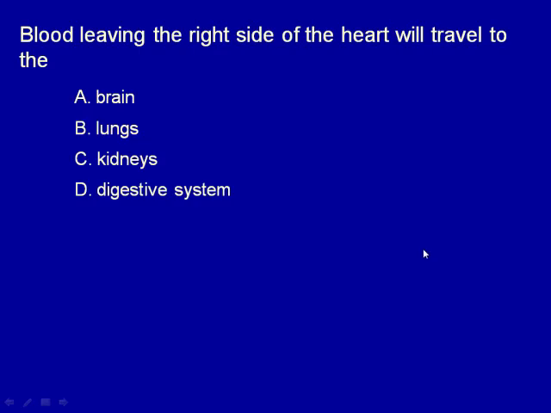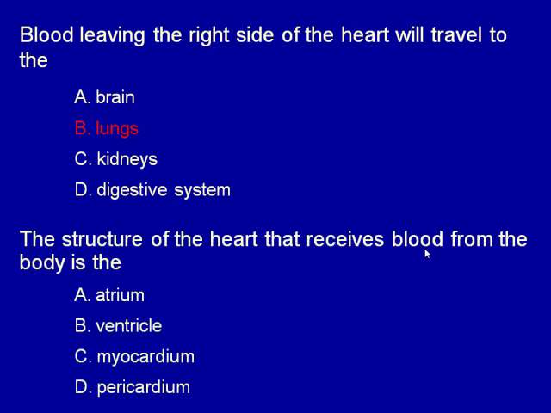All right, blood leaving the right side of the heart will travel where? The brain, the lungs, the kidneys, or the digestive system. Remember, the right side pumps to the lungs. That's the pulmonary circuit. The structure of the heart that receives blood from the body would be the atrium, the ventricle, the myocardium, or the pericardium. Well, remember, the atria are the receiving chambers. In particular, it would be the right atrium that receives blood from the body.